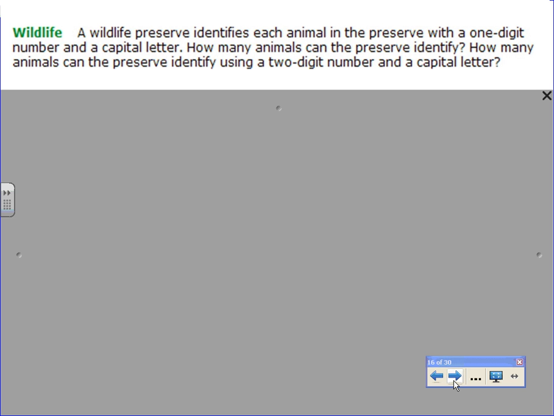Okay, part B says, if we identify the animals with 2 digits and a capital letter, we would have 10 times 10 times 26. So there's 2 different parts, David. The first part is they use a digit and a letter. And then the second part says, well, what if they use 2 digits and a letter? Does that make sense? It's just 2 different parts. I got this from the book. That might be a little confusing. Try the second part again.